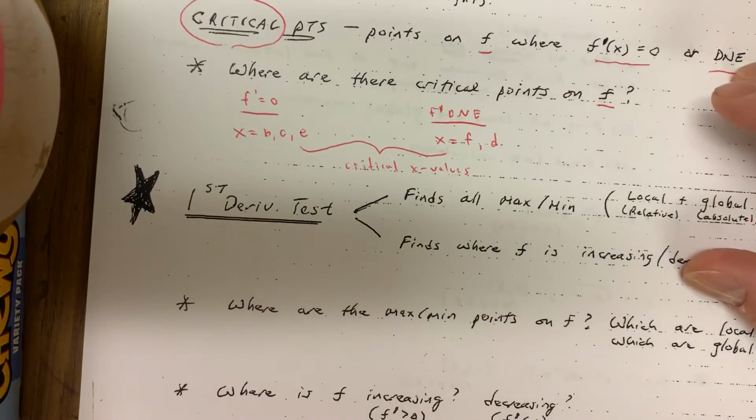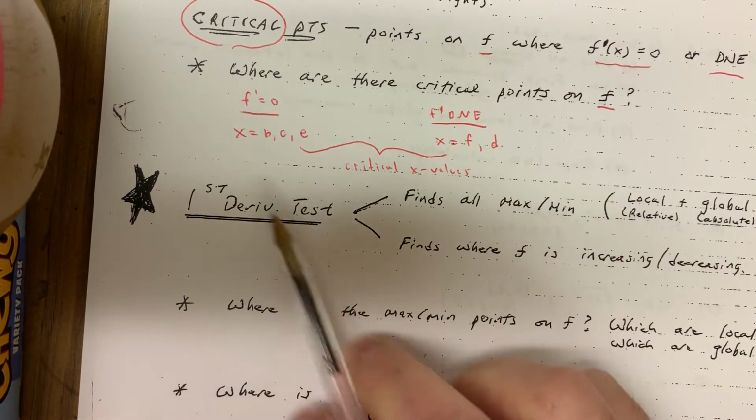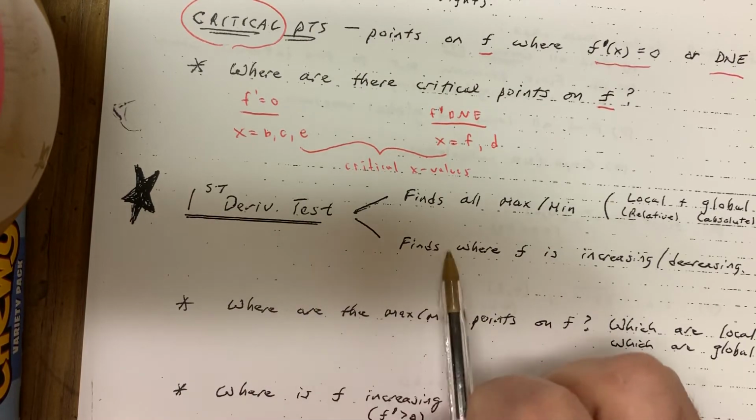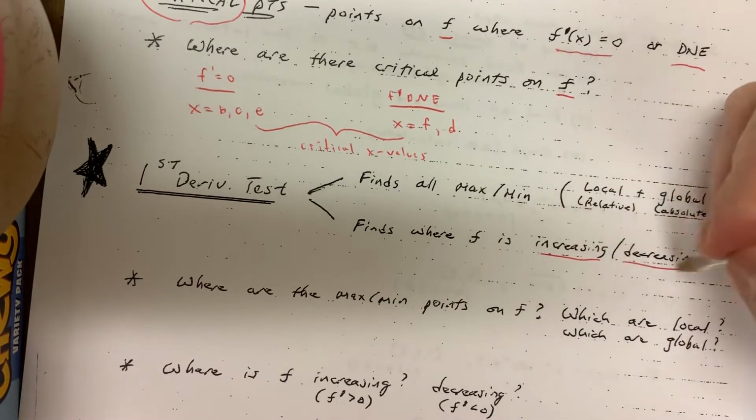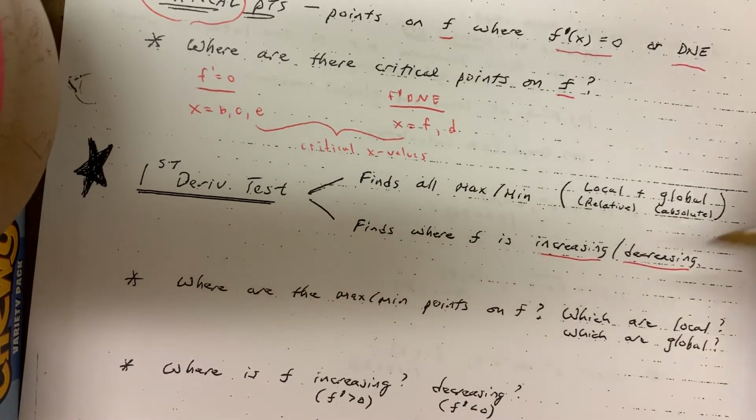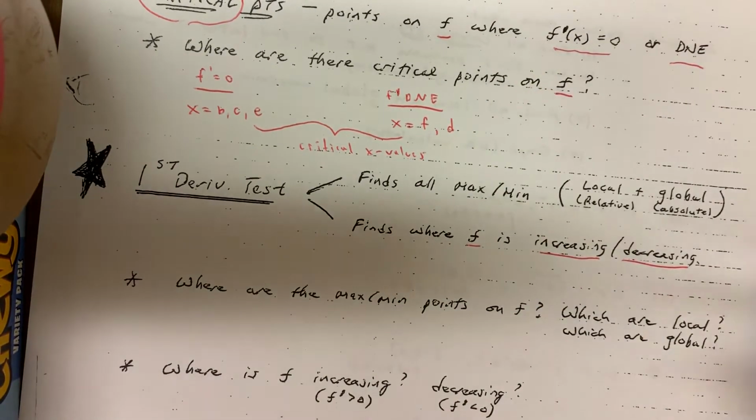Here we have two things that the first derivative function will tell you. It's why we call it the first derivative test. We'll start at the bottom. It tells you where a function f is going to be either increasing or decreasing, okay? Because remember, derivative represents slope. If a slope is positive, you're increasing. If a slope is negative, you're decreasing.